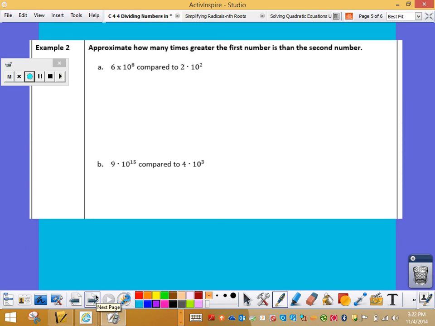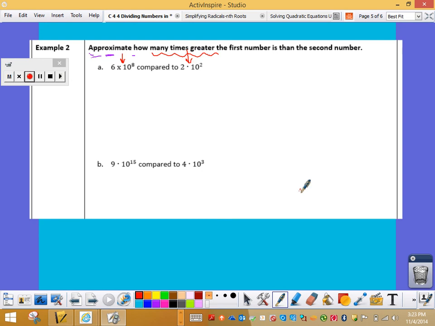Okay, so you should be flipping now to page 14 in your notes. We are going to look at letter A. This one is different. If you read your directions, it says approximate. My marker doesn't want to work here. Approximate how many times greater the first number is than the second number. So we're looking for kind of a sentence here. You should tell me how many times greater this first number is than our second number. So we already know it's greater.